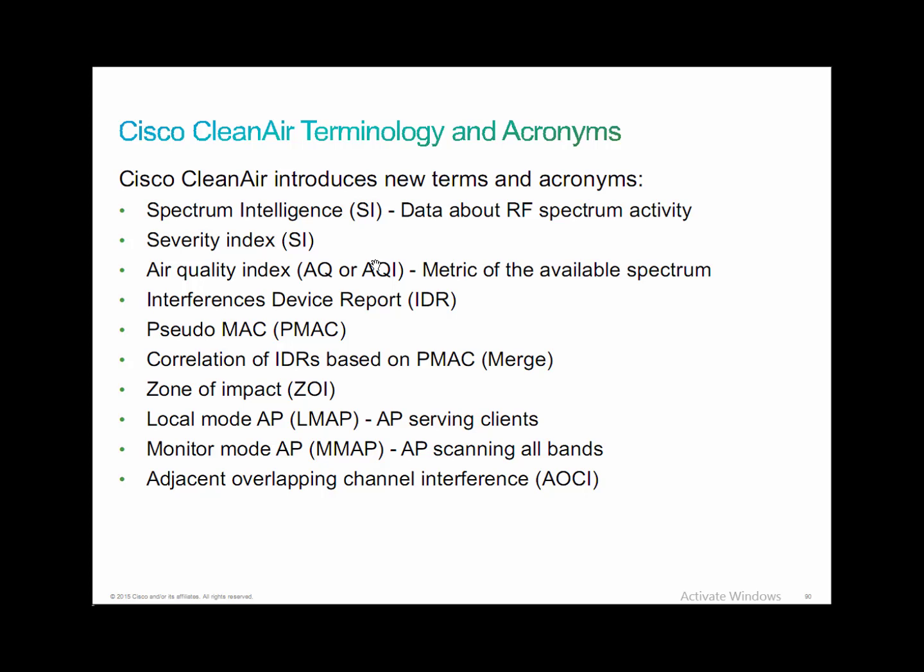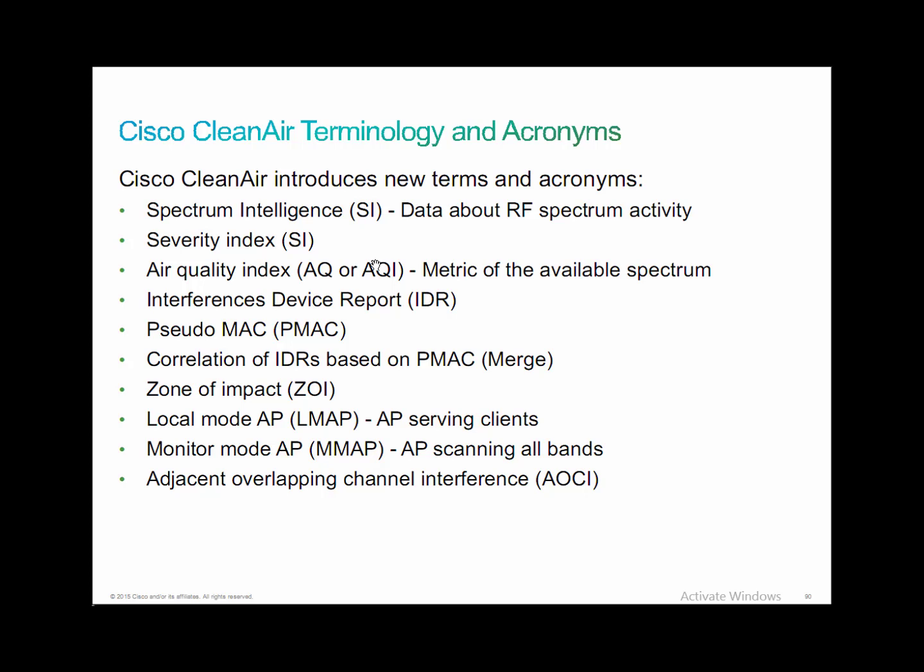ZOI, the zone of impact. If you're looking at the heat map, if you will, you can see the zone of impact for a particular event. This is again something you would see on the MSE. And LMAP, the local mode AP. We also have monitor mode APs as well. We'll have a section later on when we talk about how to deploy different access points and what kind of methods we can use to deploy those different access points a little bit later on.